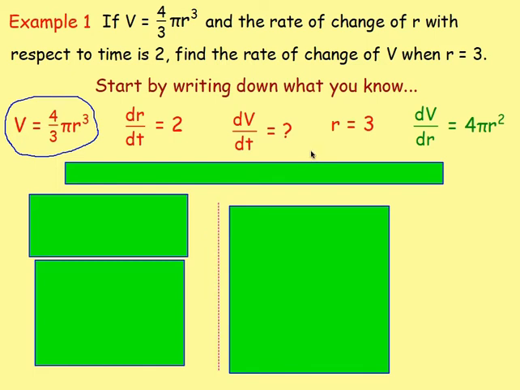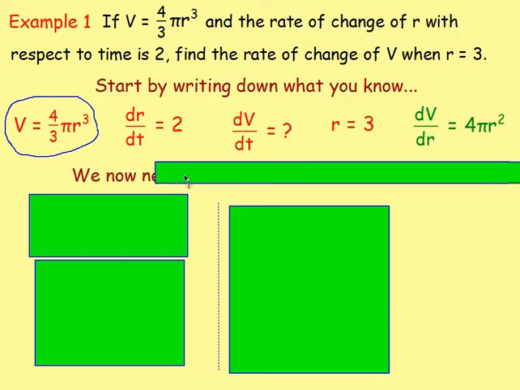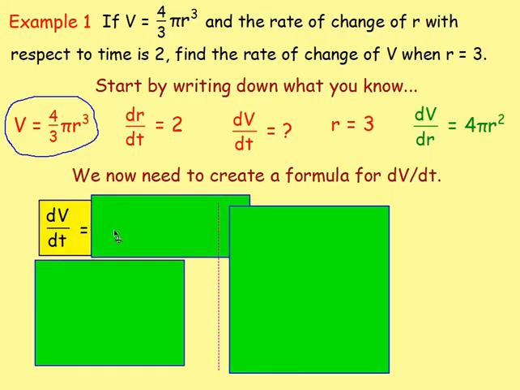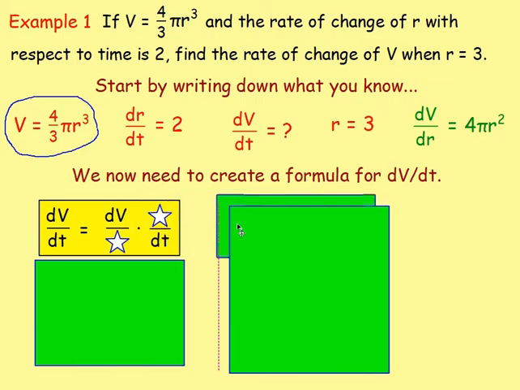What we then want to do is think about what we're wanting to find. We want to find dV by dt. So now we need to create a formula for dV by dt. The way we do that, once again, is we think dV by dt equals, and then split this up. So that'll be dV by d something times d something by dt.